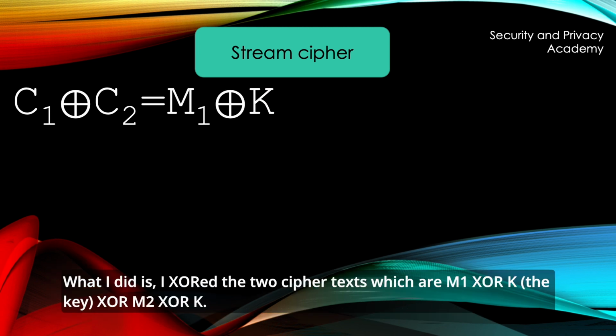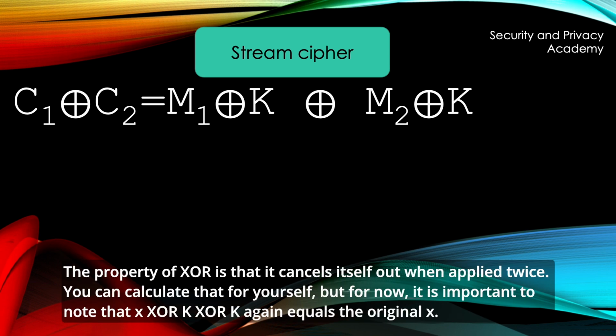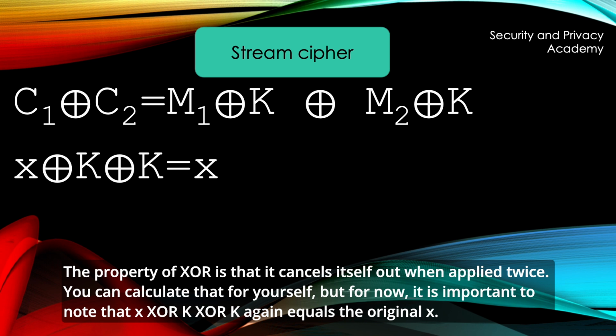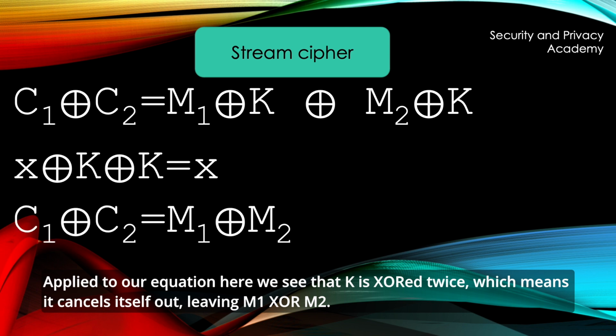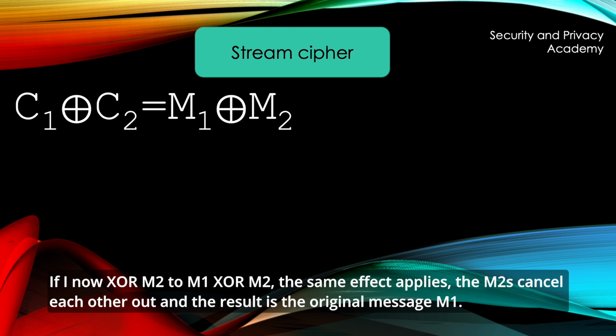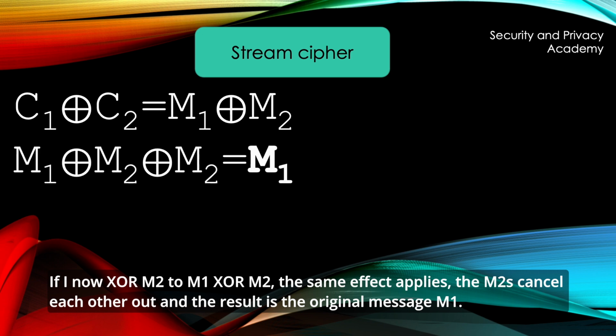What I did is I XORed the two ciphertexts, which are M1 XOR K, the key, XOR M2 XOR K. The property of XOR is that it cancels itself out when applied twice. You can calculate that for yourself, but for now it is important to note that X XOR K XOR K again equals the original X. Applied to our equation here, we see that K is XORed twice, which means it cancels itself out, leaving M1 XOR M2. If I now XOR M2 to M1 XOR M2, the same effect applies. The M2s cancel each other out and the result is the original message M1.